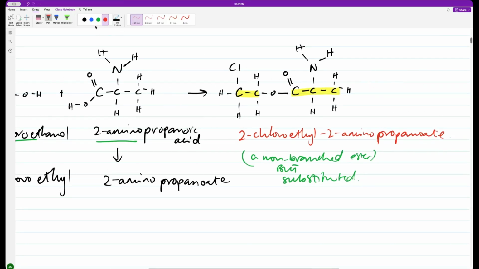Okay, so some things to keep in mind. The carbons closest to the oxygens are always carbon number 1. So this is carbon number 1 of the alcohol side.